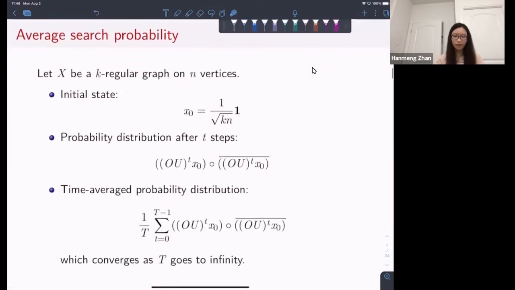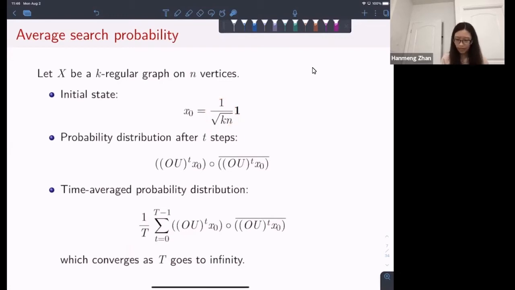So what does this search algorithm look like? Well, every algorithm comes with an input, right? And in our case, an input translates into an initial state. For simplicity, let's suppose the graph is k-regular on n vertices. The initial state should not depend on the marked vertex because we are not supposed to know where it is at the beginning. Therefore, a natural candidate is to start everywhere, or start with the all-ones vector indexed by the arcs. And that's just a normalization factor to make it a unit vector.